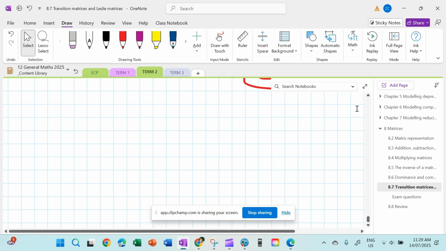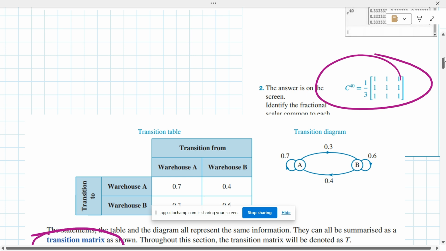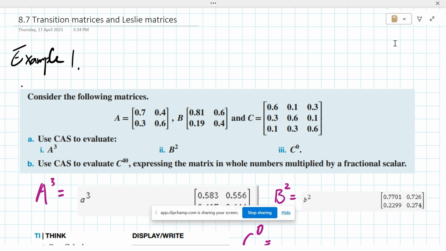Hello everyone, welcome back to matrices, 8.7, transition matrices and Leslie matrices. Today we're going to give you some examples to do. I'm going to split 8.7 into two videos. Today we're doing transition matrices first, and then next session we're doing Leslie matrices.